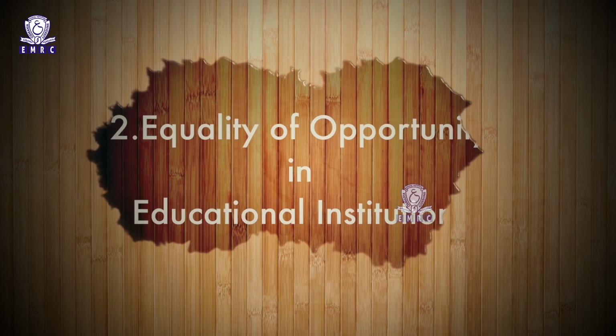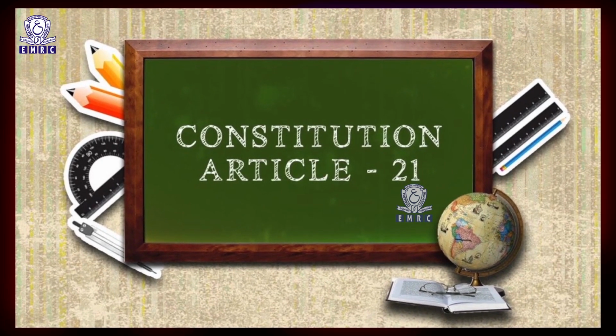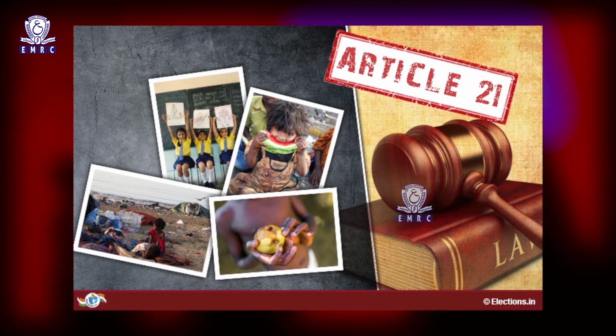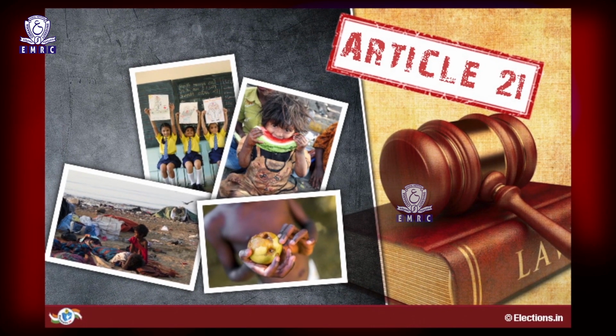Third, equality of opportunity in educational institutions. The fundamental right of equality clearly signifies that in the eyes of law, no one can be discriminated against on the basis of status, caste, sex, class or creed. Equal opportunities should be provided to everyone in the country, including those related to education. Article 21A of the Constitution of India was amended to provide free and compulsory education as a fundamental right to all children aged between 6 to 14 years.